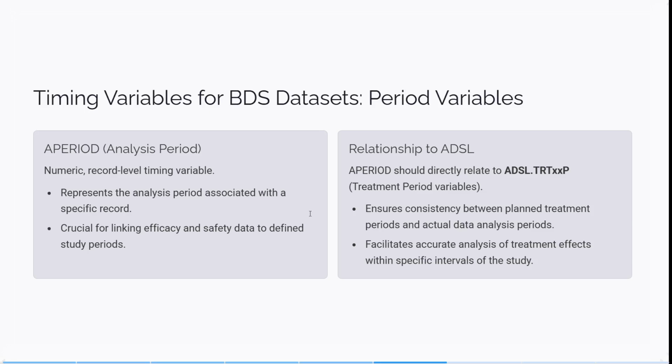So this is the analysis period. The analysis period is a record level timing variable that represents an analysis period within the study associated with the record for analysis purposes. I have mentioned this in part 2 of the video, exactly about APERIOD, so you can go and check it.